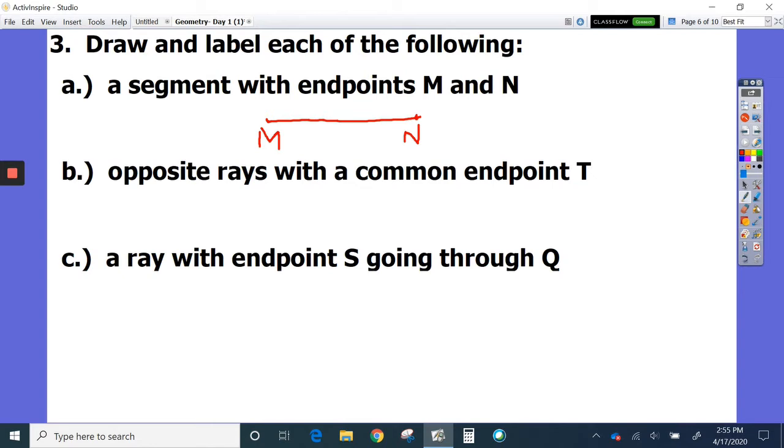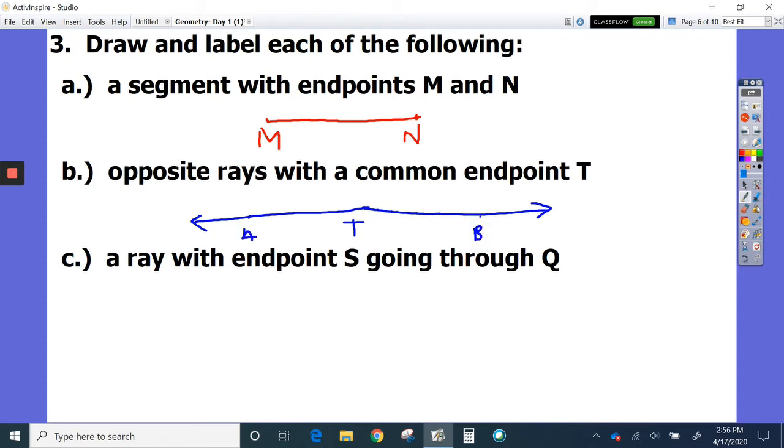Let's try to draw opposite rays with a common endpoint T, which means I have T over here. I can draw one ray that goes this way. Opposite to it, I can draw another ray that goes this way. Okay, so this is an example of two rays with a common endpoint T. I can call this ray TA and ray TB.